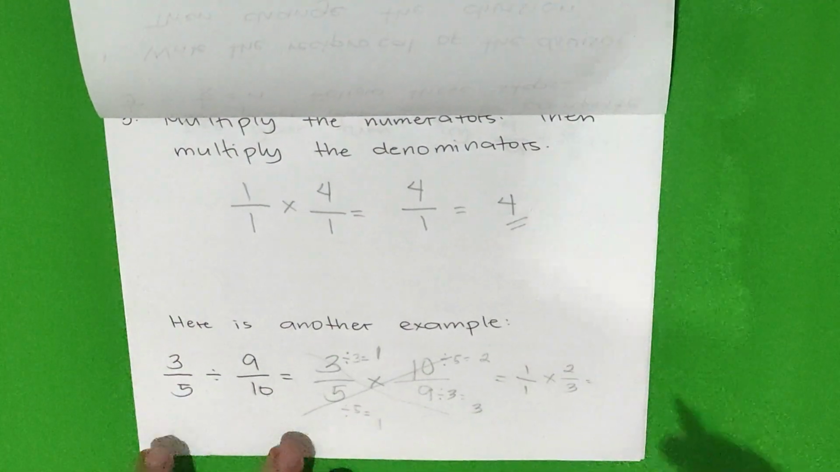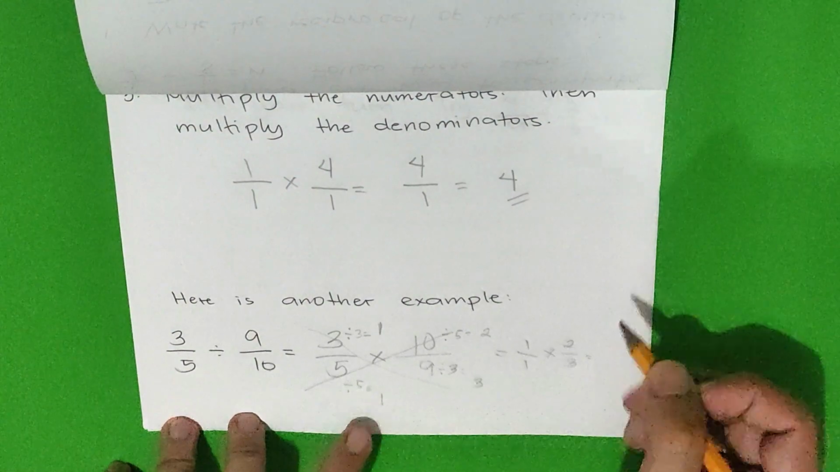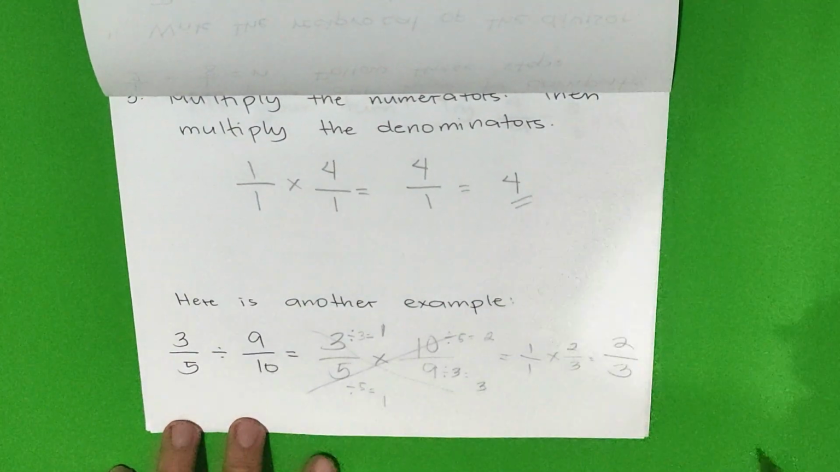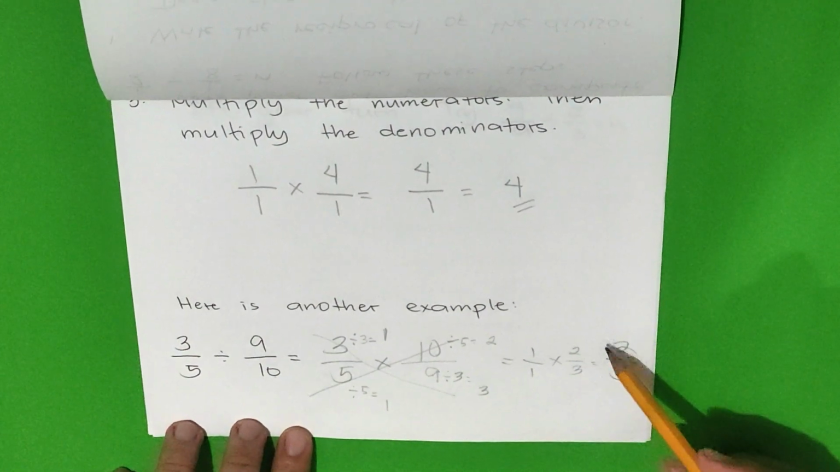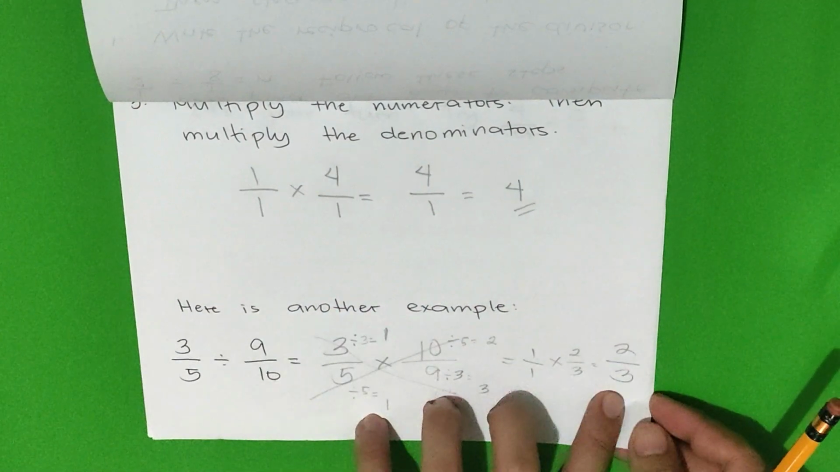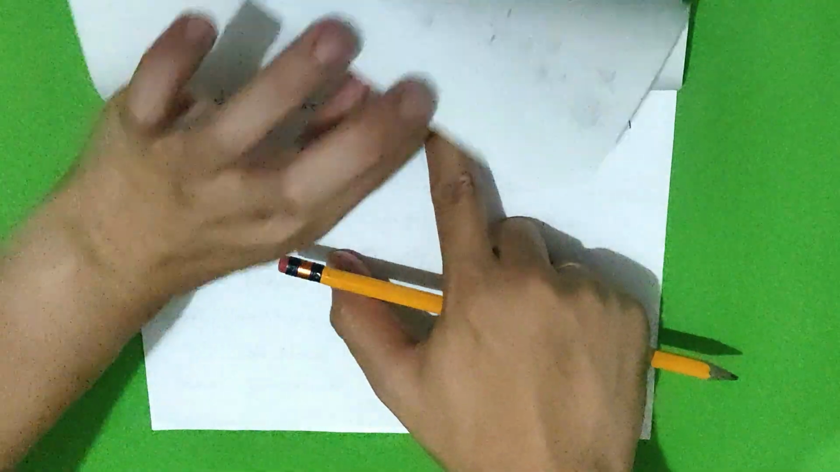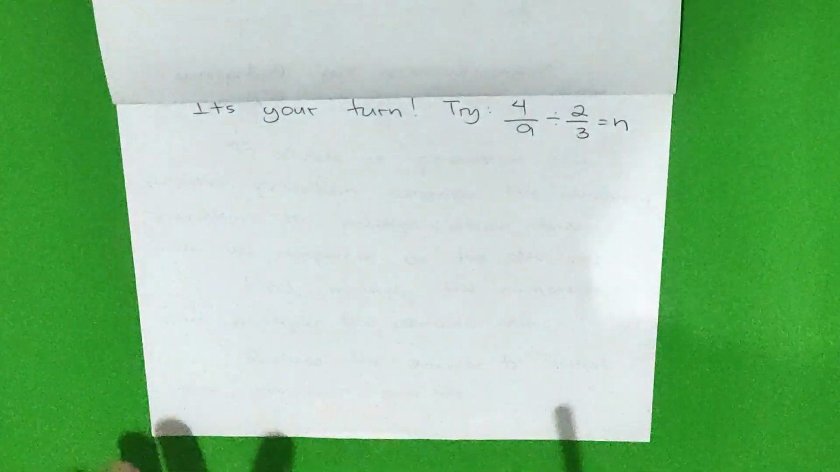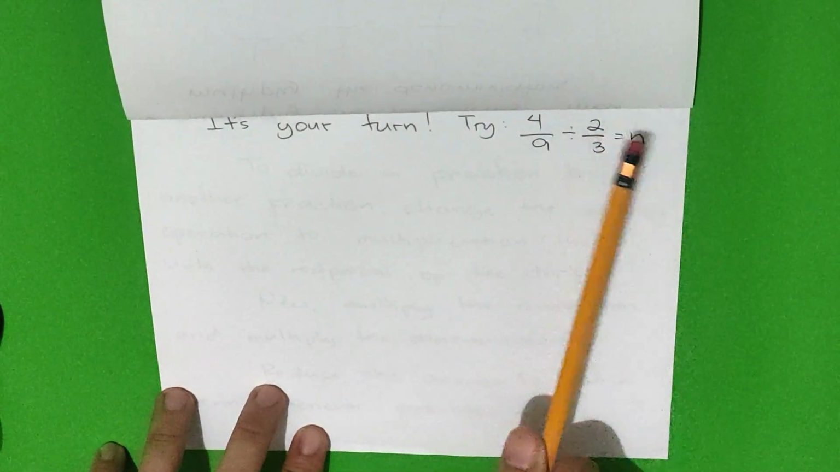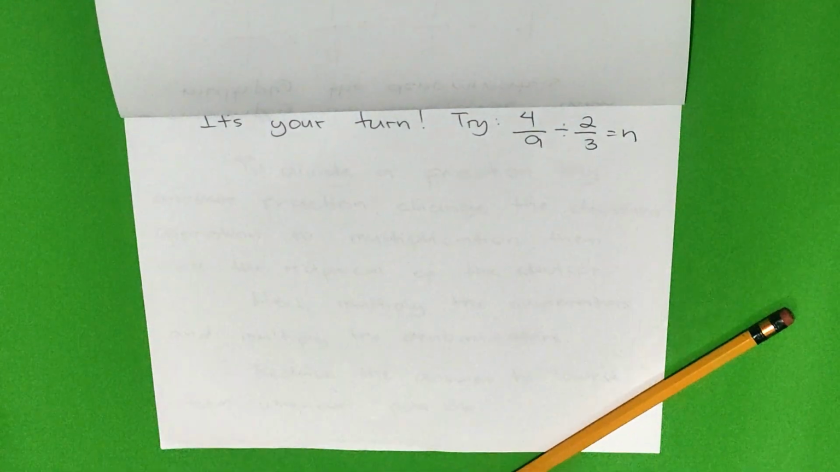So now let's multiply the numerators and the denominators. 1 times 2 is 2, and 3 times 1 is 3. So the answer for this example is 2/3. We can no longer reduce this to lowest terms since our product is already in lowest terms. Now, it's your turn. Try 4/9 divided by 2/3 in 1 minute. The timer starts now.